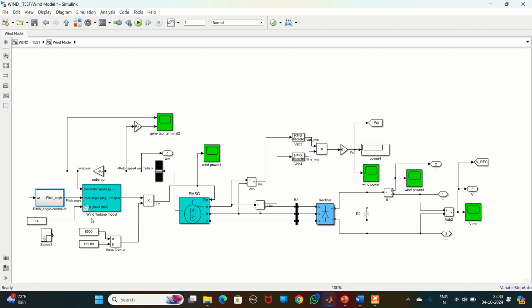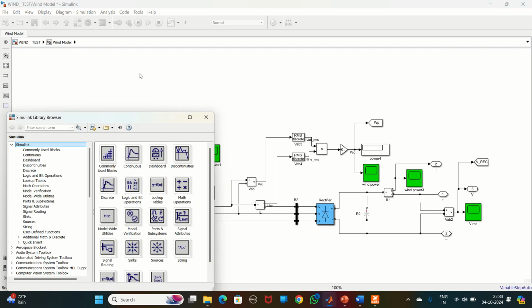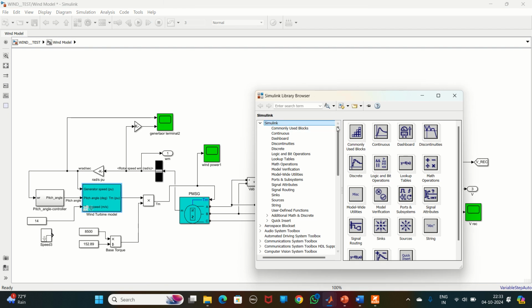Here you can take the wind turbine model. I'm currently working in 2016, so you will be provided these blocks. However, if you are working in the advanced version, then this will not work. In such a condition, you can click on the library and type here wind turbine.